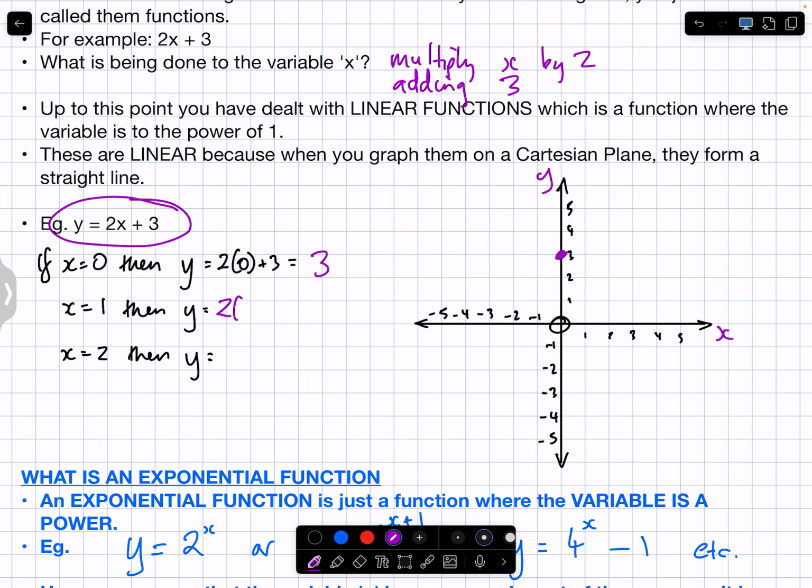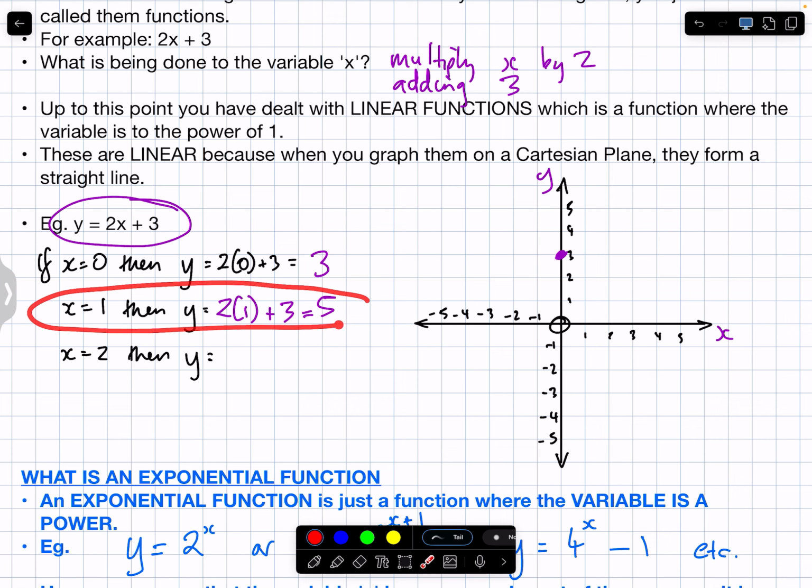What's 2 lots of 1? 2 times 1. 2. Add 3 to it. What's 2 times 1? Add 3. 5. Now I have 2 dots. I have a dot when x is equal to 1, which is here. What is y going to equal? What does it say there? 5? So my second dot is going to be at 1, 5. I've got a second dot there.